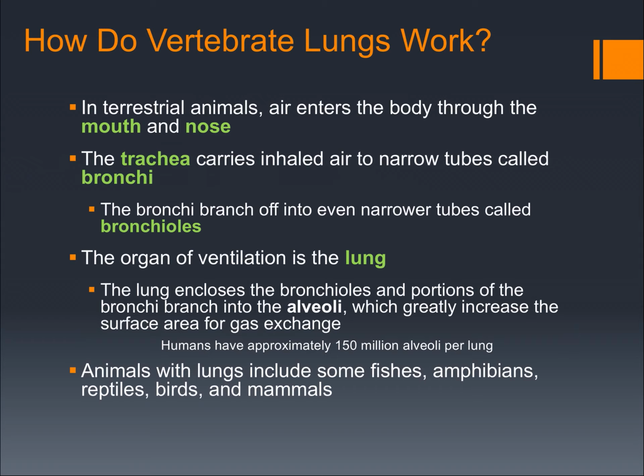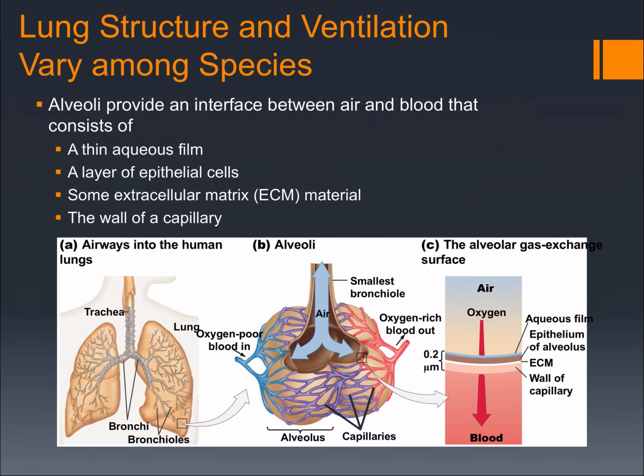The lung is where all of these things are housed. It encloses the bronchioles, and the very end of the bronchi branch into the alveoli, which are those little things that look like grapes. They are where gas exchange occurs, so there's lots of surface area in those alveoli. Anytime you have gas exchange or any exchange of nutrients or diffusion, surface area is key. Humans have approximately 150 million alveoli per lung with high surface areas. Some fishes, lungfishes they're called, do actually have lungs, believe it or not. Amphibians have lungs, but they're not as developed as reptiles', birds', and other mammals' lungs.